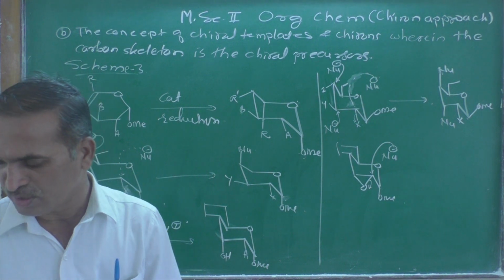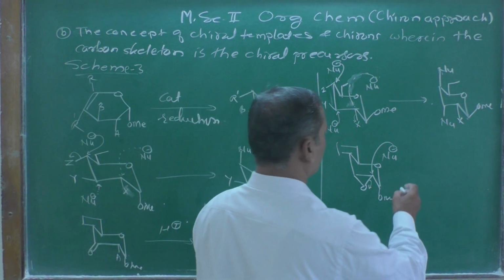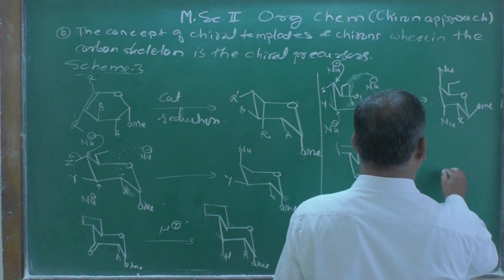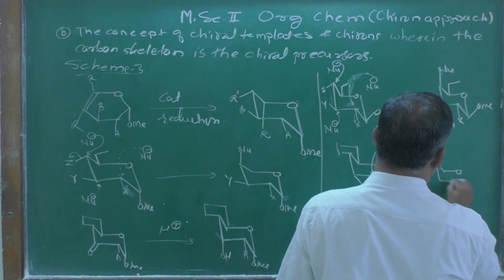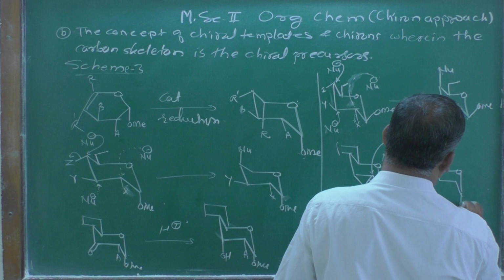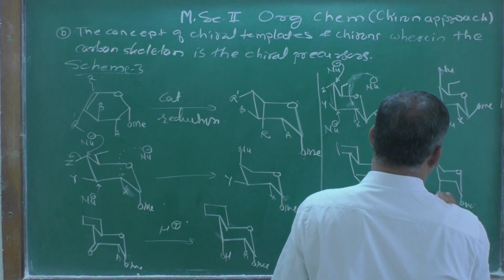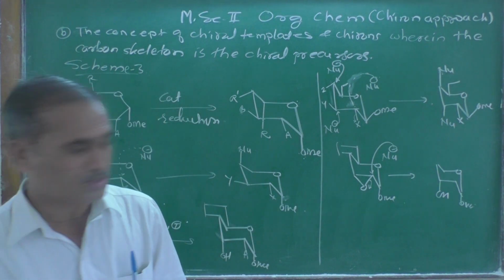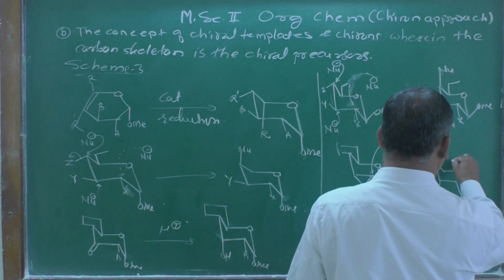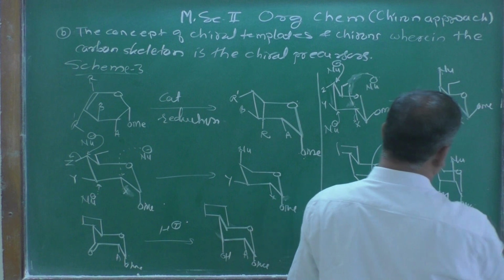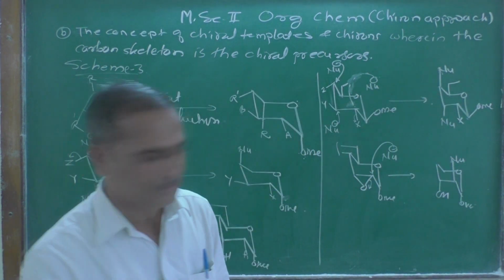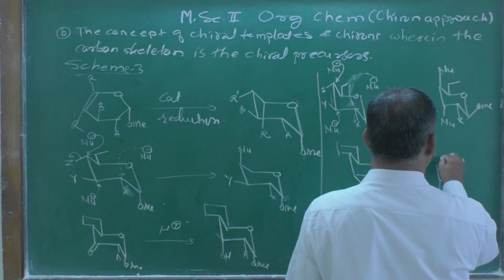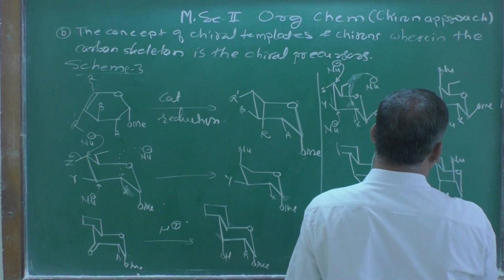So now here we are going to get the product like this, O, then OMe, then OH here, and the nucleophile is going to attack at the axial position, and the rest of the thing remains as it is.